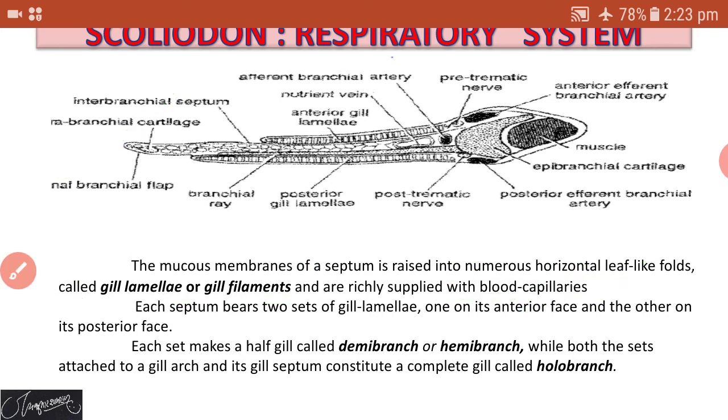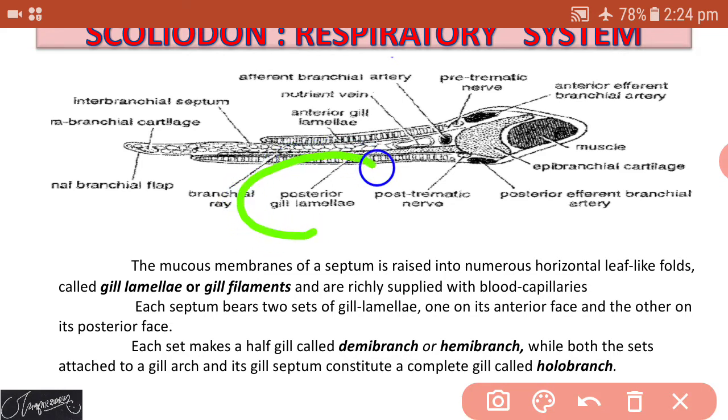Each septum bears two sets of gill lamellae. Each septum has 2 pairs of gill lamellae. We can find in this diagram there are posterior gill lamellae and also anterior gill lamellae, like this. So each septum bears 2 sets of gill lamellae, one on its anterior face, and the other on its posterior face. Each set makes a half gill.